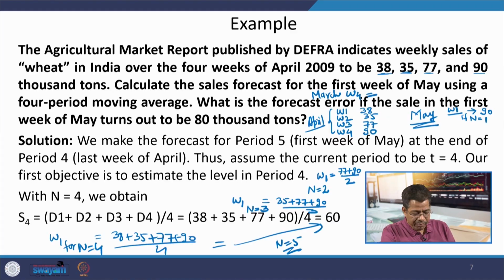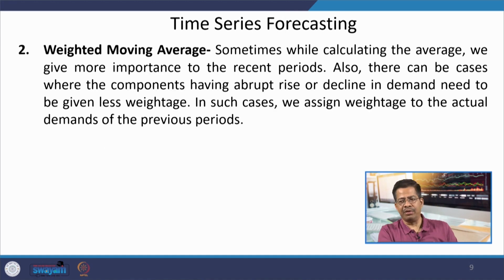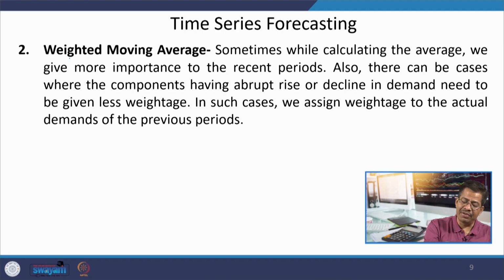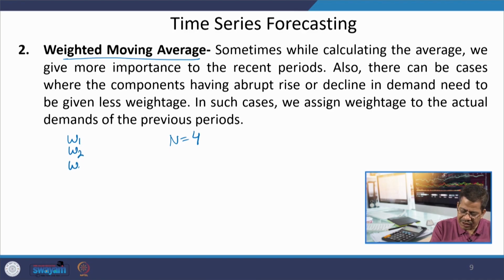In this case, when I am taking n equals to 4, I am giving equal weightage to all the past periods, but it may not be desirable to give equal weightage to all the past periods. So, we go therefore to the weighted moving average method. In the weighted moving average method, we may have the same n equals to 4, but here, this is week 1, week 2, week 3, week 4 of April.